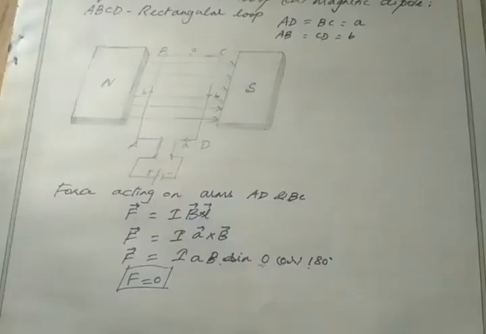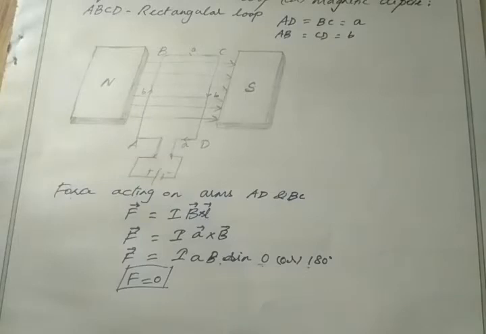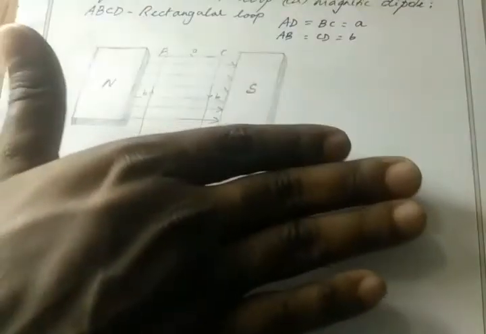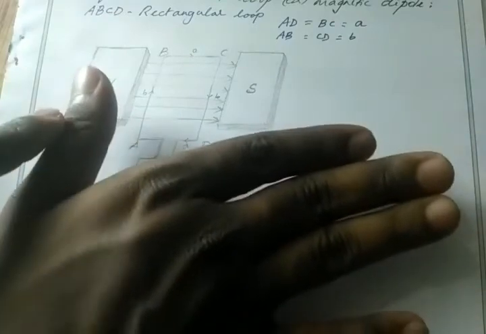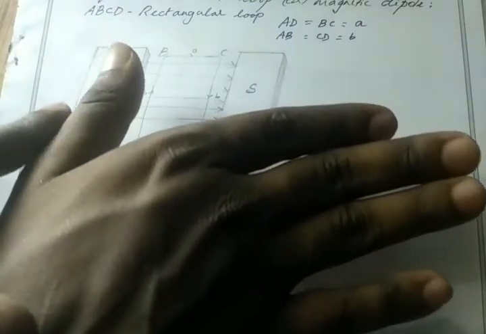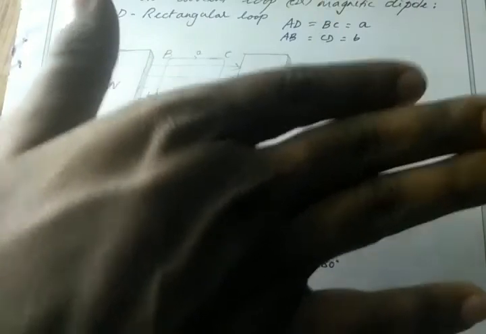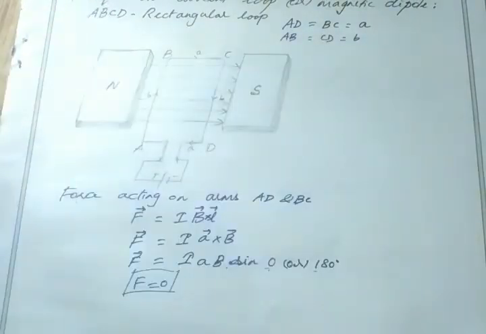What is the force acting on AB or CD? If I take AB, how do we find the direction of force? By using the right hand palm rule. Forefinger in the direction of the magnetic field, thumb in the direction of current. Current is flowing from A to B, so the thumb points upwards. What is the direction of magnetic force? My palm shows downwards, right? Palm shows downwards. So I draw it here.